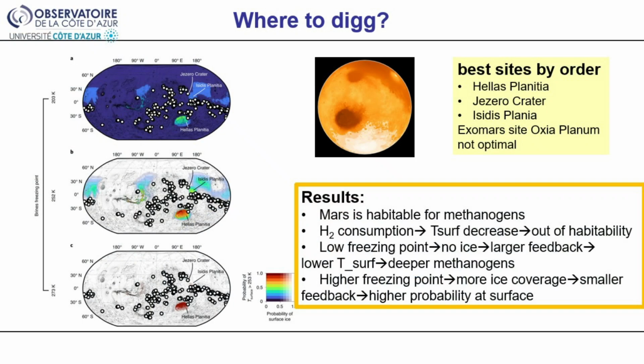Red is you have biological activity, okay? So what we found is Mars is habitable for methanogens. So we can have an ecosystem running. But as soon as you eat the hydrogen, then the surface temperature decreases because you don't have enough hydrogen in your atmosphere to be above liquid water, or to freeze your brine, and then you run out of habitability.